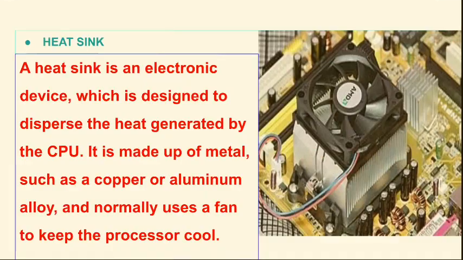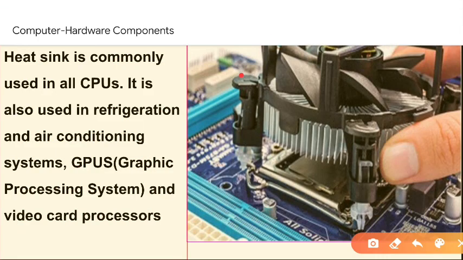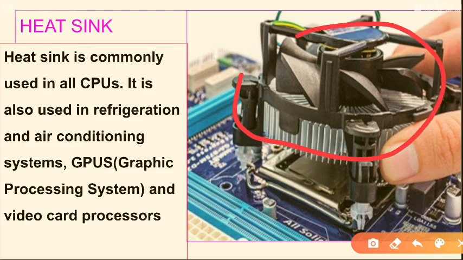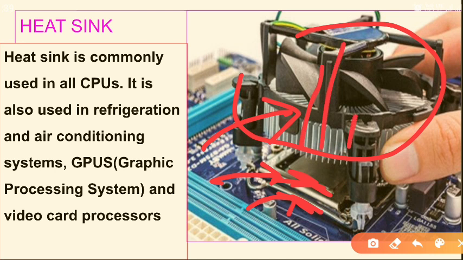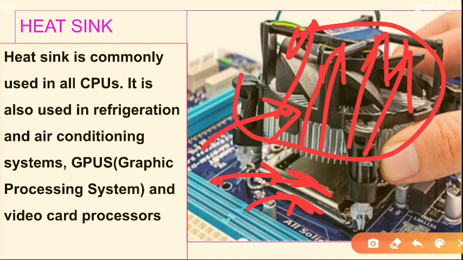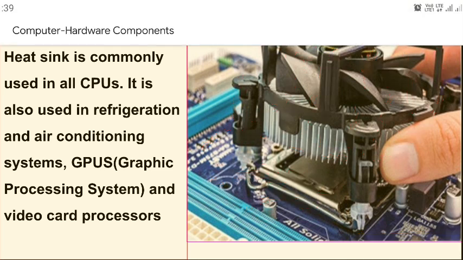You can see in this diagram that this part is the heat sink, and this is the CPU, and below this CPU is the CPU socket. On this CPU socket, the CPU is mounted, and over this CPU they attach a heat sink. So whatever heat this CPU produces will get thrown out of the CPU, and the CPU will remain cool. Okay, students, so this is your heat sink.